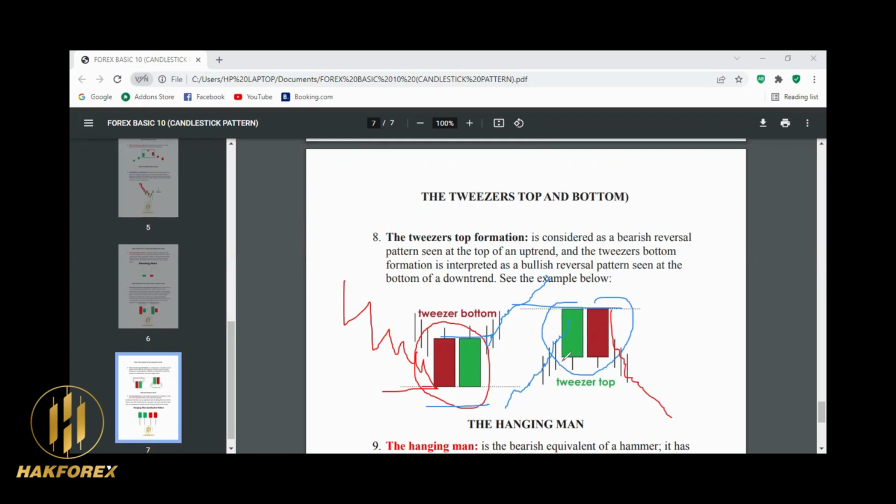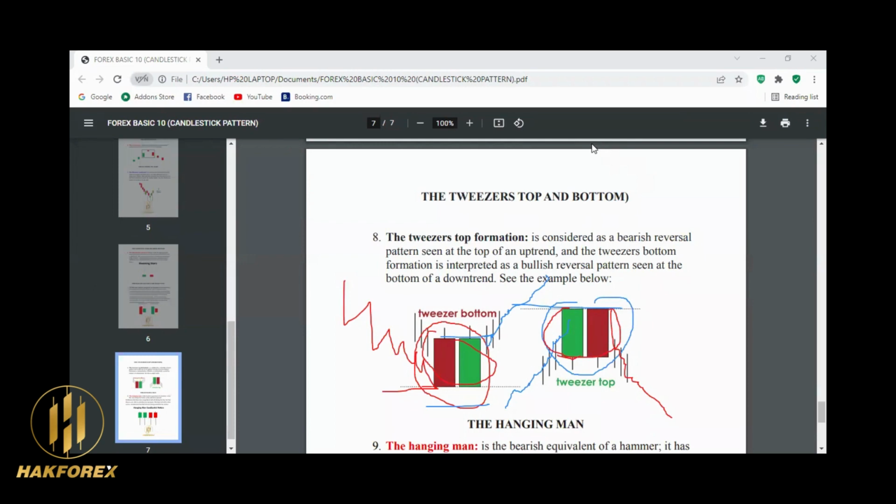Okay, so what makes us call it Tweezer? You see the candlesticks, the bullish and the bearish, they close the same thing. Okay, they're almost the same thing. If you look at it, the same thing here, they're almost the same thing. That's what makes us call them Tweezer. Okay, so that is it on the Tweezer pattern, guys.